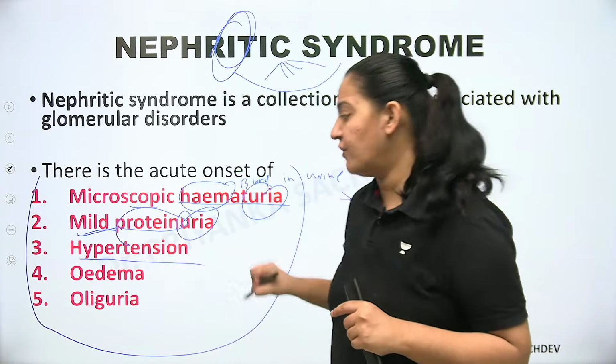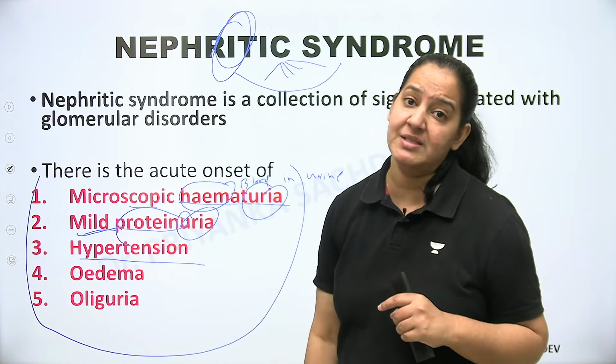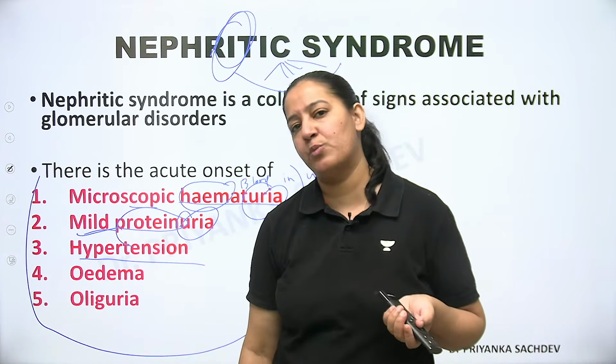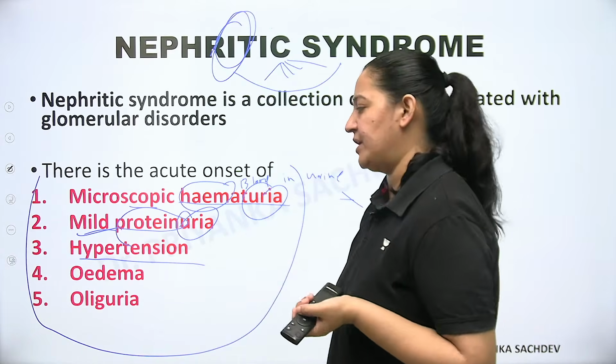If you measure the blood pressure, the patient is hypertensive. The patient has blood pressure more than 120/80. You know the normal systolic and diastolic blood pressure is 120 and 80. Here it is more than 120/80, right?